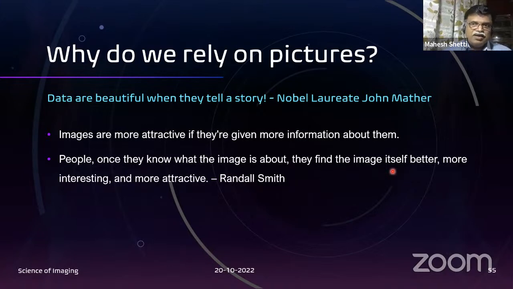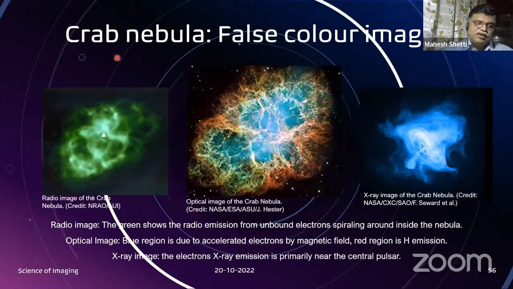This is a perception, because you are not only looking at what the picture is, but you are also told what it is. Once you are told what it is, you start getting meaning out of it. The picture starts telling a story, and all human beings are basically story lovers. So you tell a good story, and people are going to appreciate it. And here are examples of the false coloring of images.